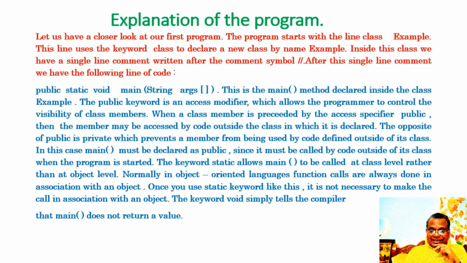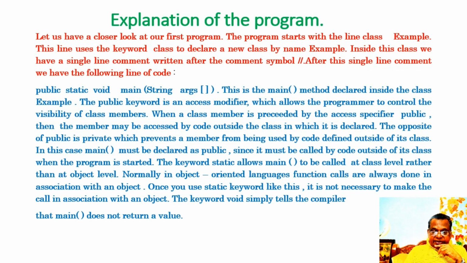When a class member is preceded by the access specifier public, then the member may be accessed by code outside the class in which it is declared. The opposite of public is private, which prevents a member from being used by code defined outside of its class. In this case, main function must be declared as public, since it must be called by code outside of its class when the program is started.